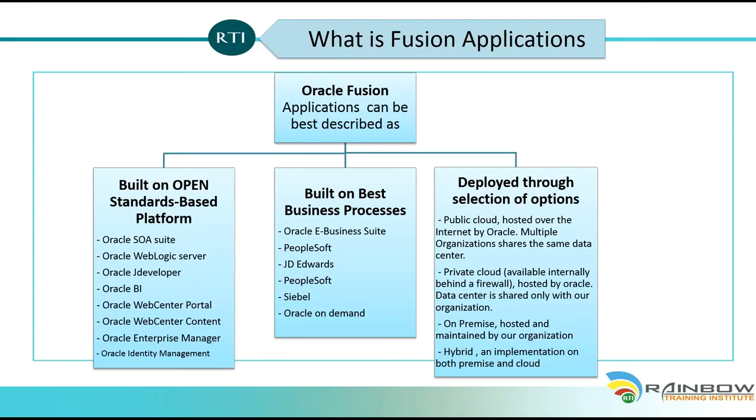As I was saying, when I say best of the best, what does it mean? Whatever Oracle Fusion is developed, it is developed on open standards. I mean, they built it on an open standards based platform. It means they got different best-in-class products and combined them together, and on that all the Fusion applications were built, from both the technical perspective and the functional perspective.